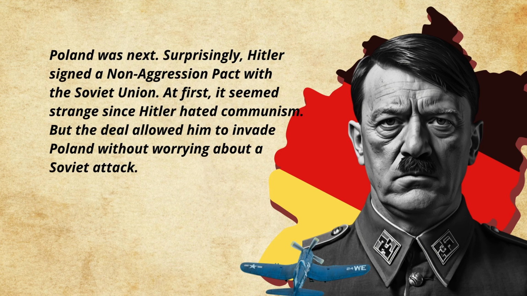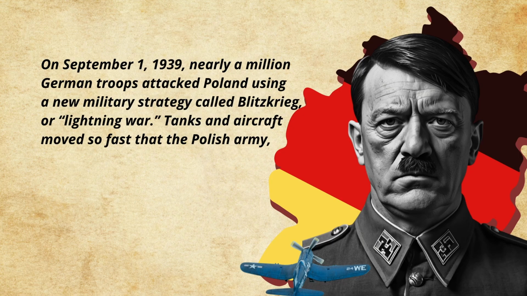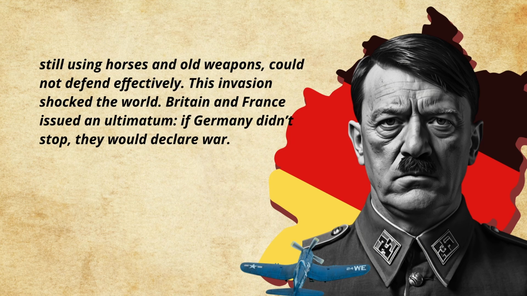Poland was next. Surprisingly, Hitler signed a non-aggression pact with the Soviet Union. At first, it seemed strange since Hitler hated communism. But the deal allowed him to invade Poland without worrying about a Soviet attack. On September 1, 1939, nearly 1 million German troops attacked Poland using a new military strategy called Blitzkrieg, or lightning war. Tanks and aircraft moved so fast that the Polish army, still using horses and old weapons, could not defend effectively.